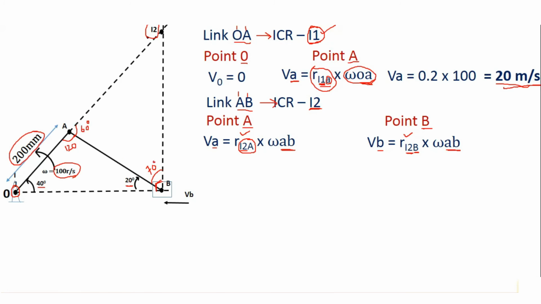Now in this triangle I2AB, if this is 60 and this is 70, what will be this angle? Yes, you guessed it correctly. It is 50 degrees, because the sum of all angles of the triangle should be 180. So if this is 60 and this is 70, 70 plus 60 is 130, and 50 will give me the answer as 180.